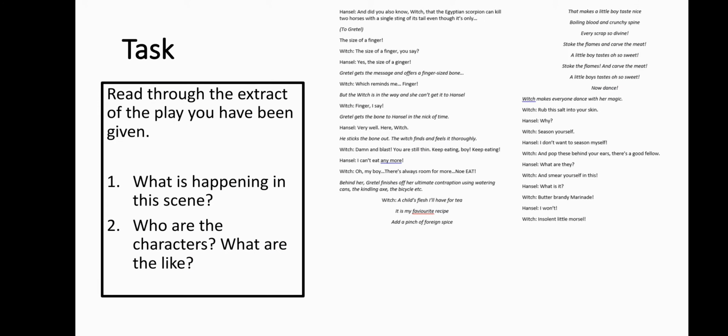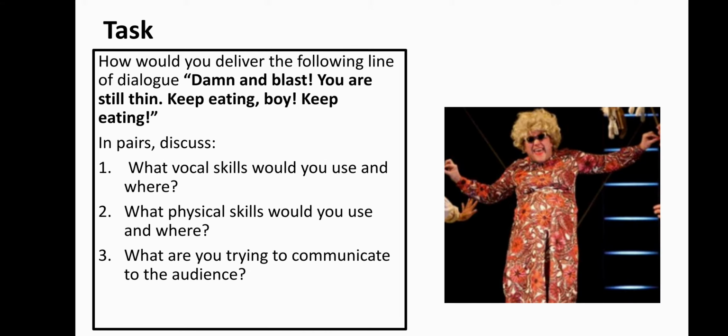Task. Read through the extract of the play you've been given. If you're working at the academy, we will do this as a class. Whilst you're reading, think about the questions below. Number 1. What is happening in the scene? Number 2. Who are the characters? What do they like?